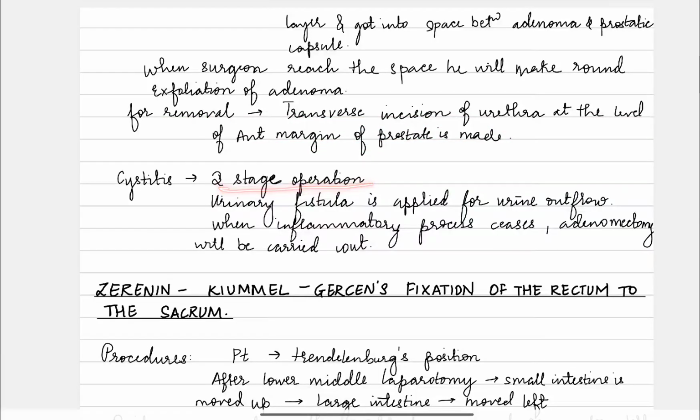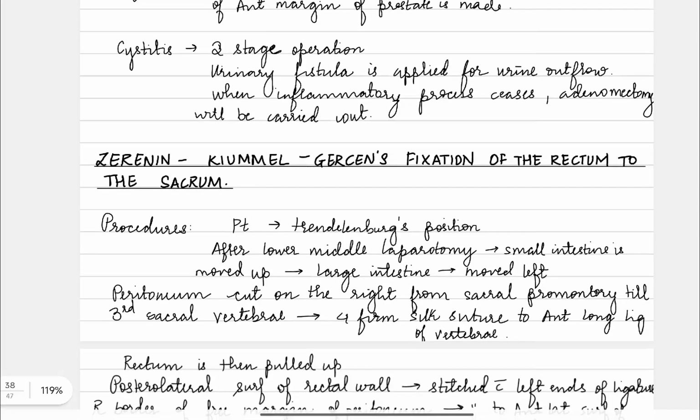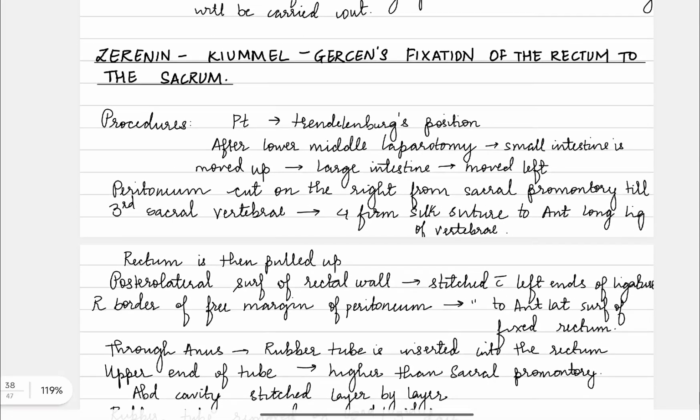In cystitis, 2 stages operation is there. Urinary fistula is applied for urine outflow. When inflammatory process ceases, adenotomy will be carried out. Next is Zerinin Kummel Gerson's fixation of the rectum to the sacrum.